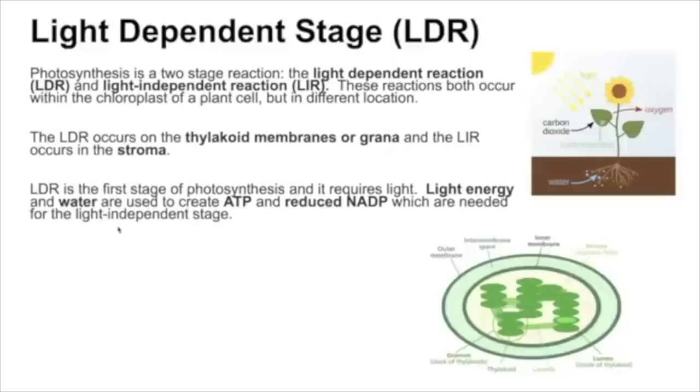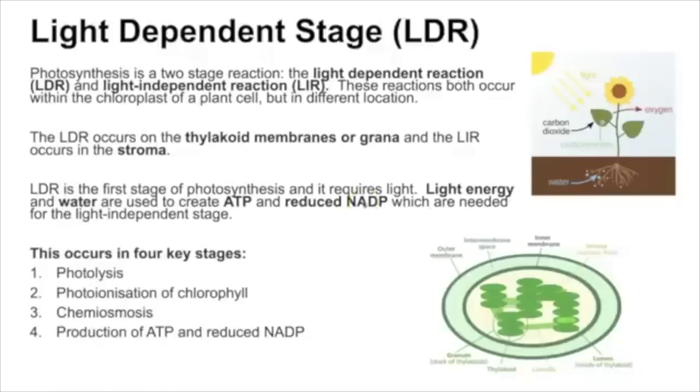In this light-dependent reaction stage, light energy and water are used to create ATP and reduced NADP. And those two products are required for the light-independent stage, which comes second. So there's 4 key steps here. We have photolysis, photoionization of chlorophyll, and chemiosmosis. Now those are actually the 3 processes. Production of ATP and reduced NADP is the outcome, but AQA states these are the 4 key stages that you need to know.